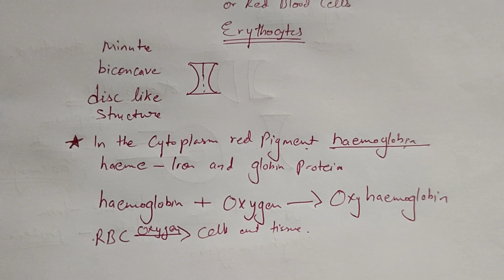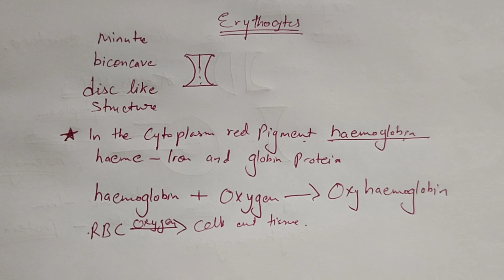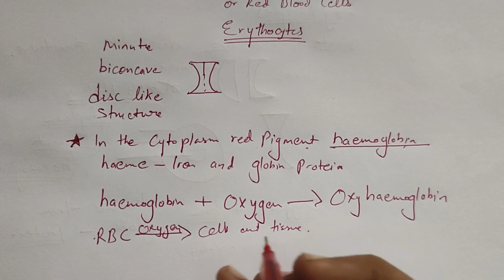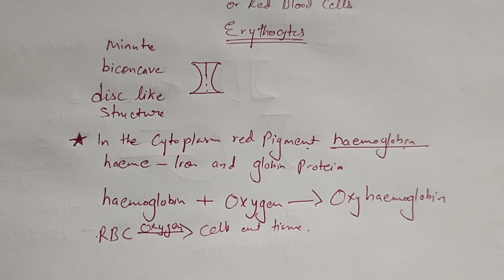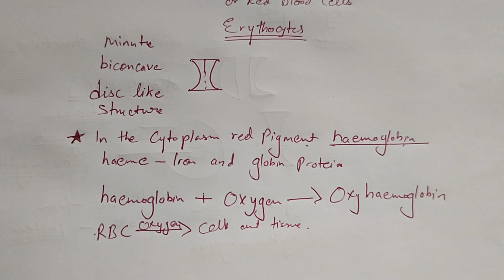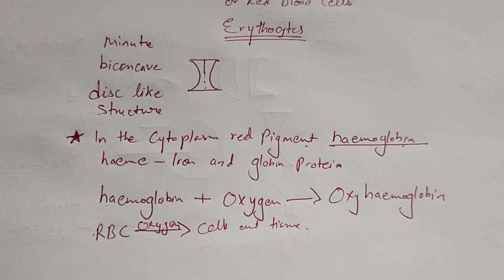It is the transporting medium, you can say. Because of the hemoglobin, because of the RBCs, the oxygen is transported in your body where there is a low concentration of oxygen.